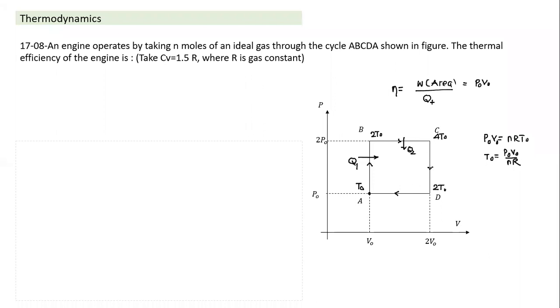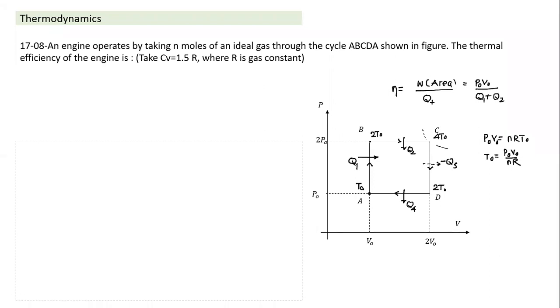What is happening from process C to D? If I visualize an adiabatic curve, it is going below the adiabatic curve. So here heat is being rejected. So Q3 is negative, and Q4 also is negative. So what is my efficiency? I need to add only Q1 plus Q2 in the denominator. And how do I calculate Q1?